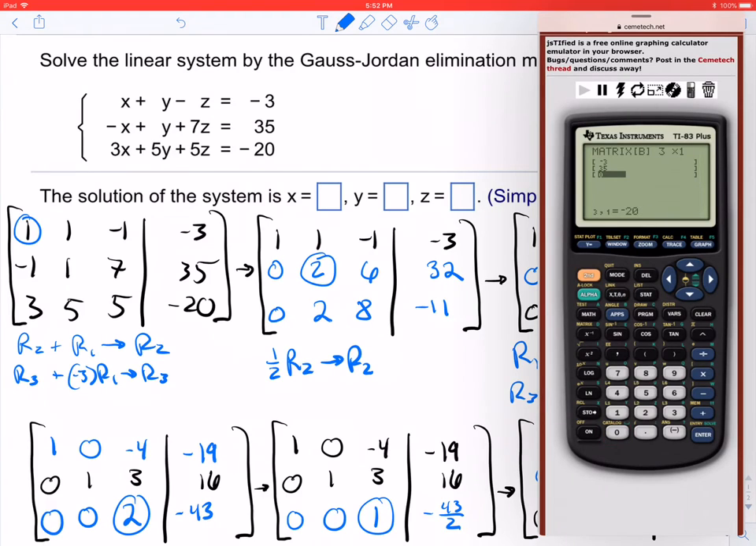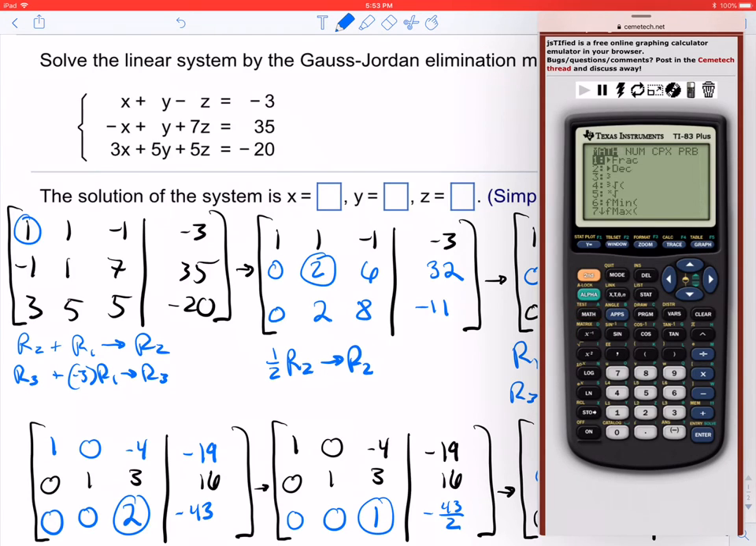Now, if I was checking this without the calculator, I would plug the x, y, and z into each equation and see if they work. Just for the sake of time, I'm doing this. I'm going to quit. So then I want to go back to matrix. I want to call this. I want the inverse of that.